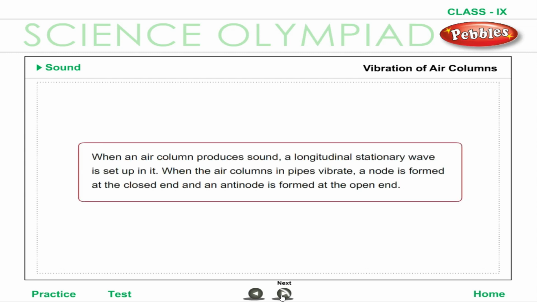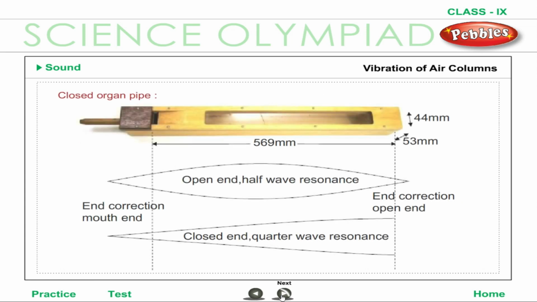Vibration of air columns. When an air column produces sound, a longitudinal stationary wave is set up in it. When the air column in pipes vibrate, a node is formed at the closed end and an antinode is formed at the open end.